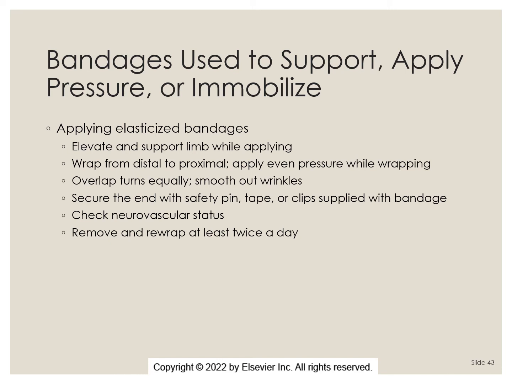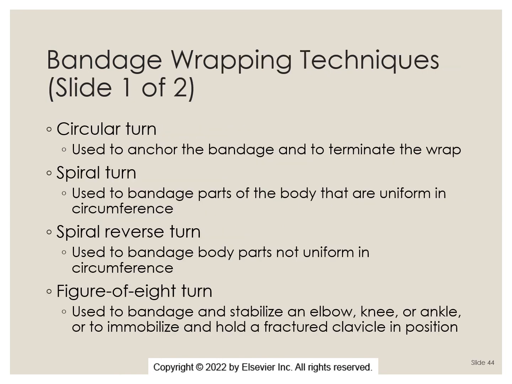Elasticized bandages are applied to immobilize a joint or to apply pressure to reduce swelling. They also may be used to provide support to a wound and hold dressings in place. Circular turns are used to anchor the bandage and to terminate the wrap.